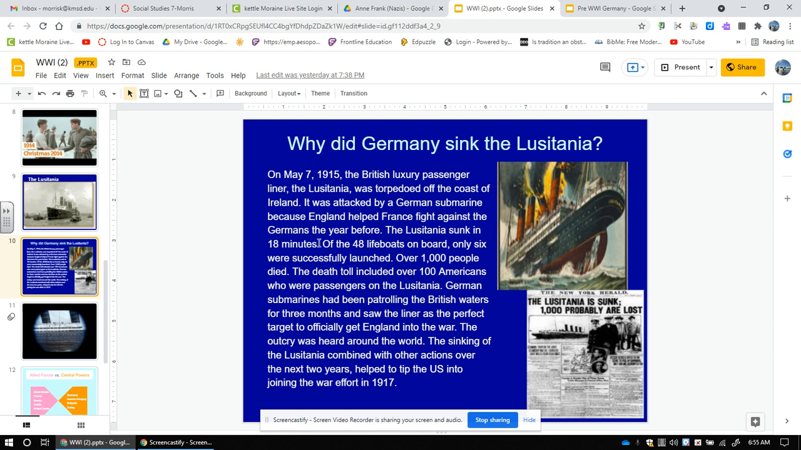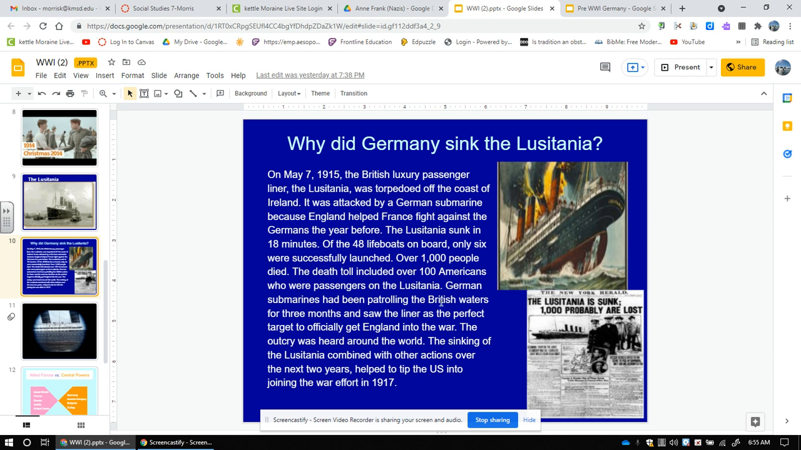Lusitania sunk in 18 minutes. Of the 48 lifeboats on board, only 6 were successfully launched. Over 1,000 people died. 1,000 people. The death toll included over 100 Americans who were passengers on the Lusitania.